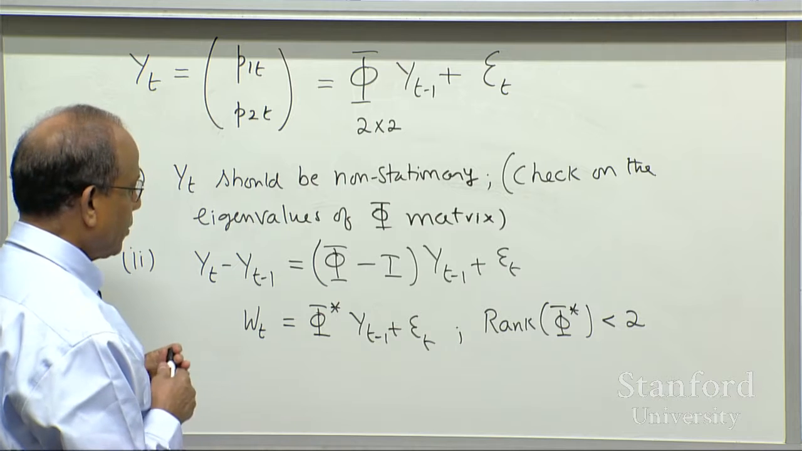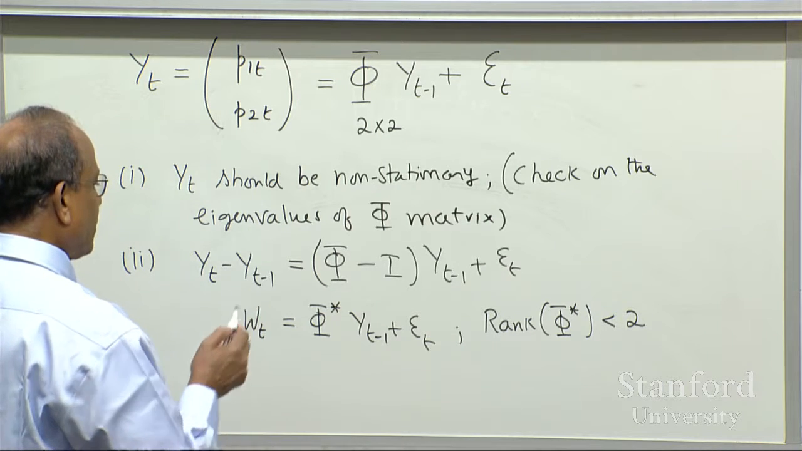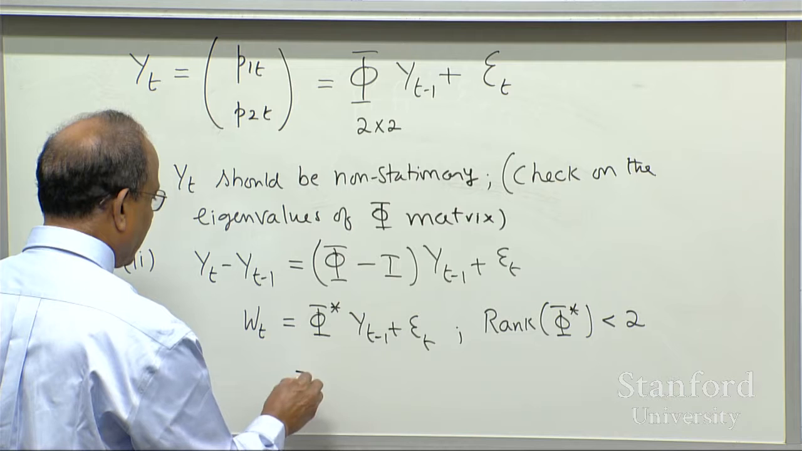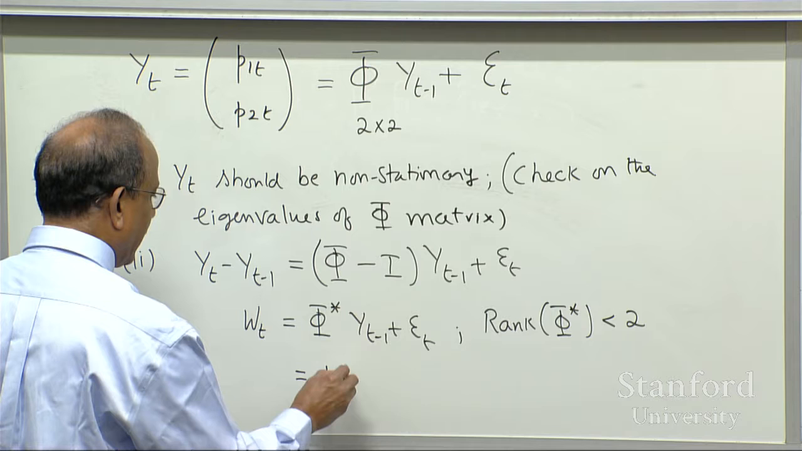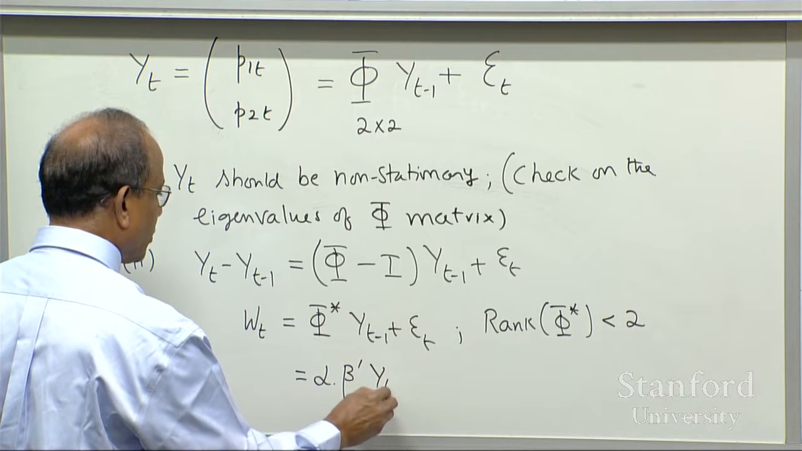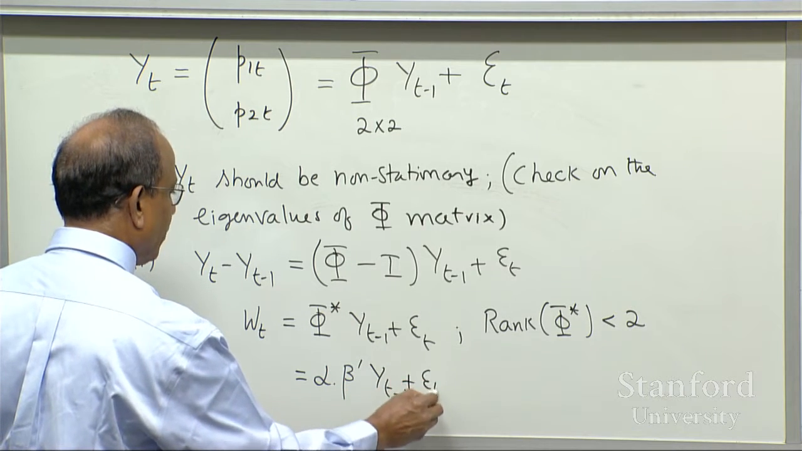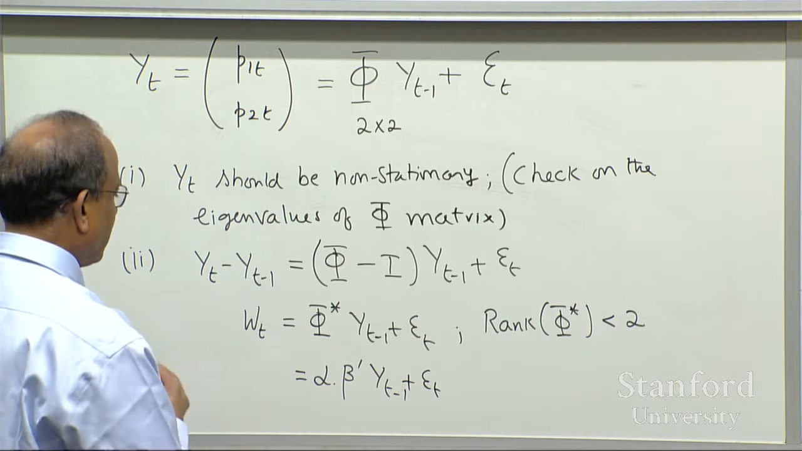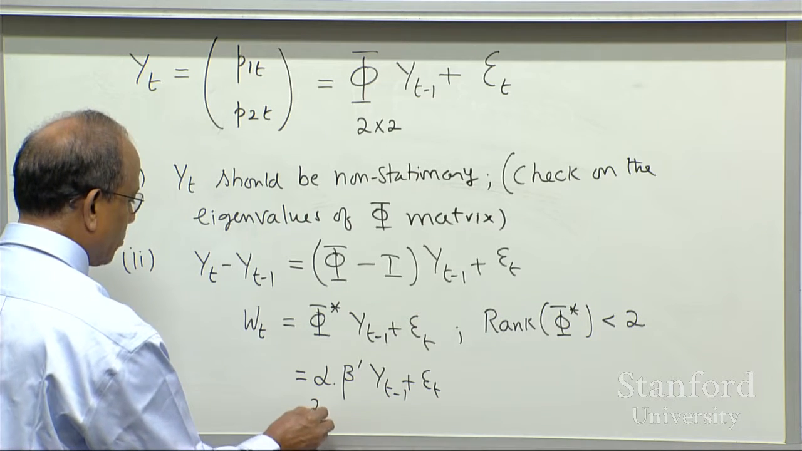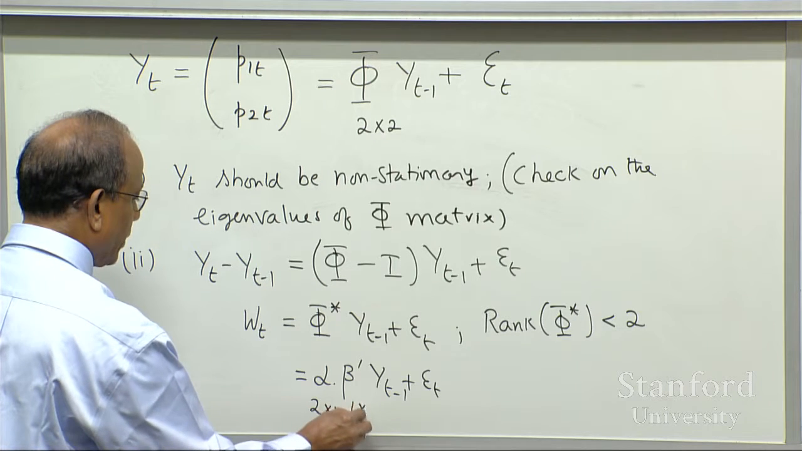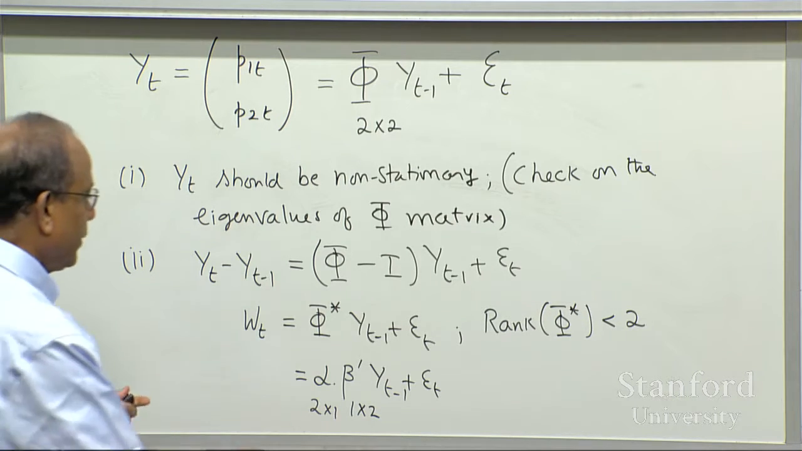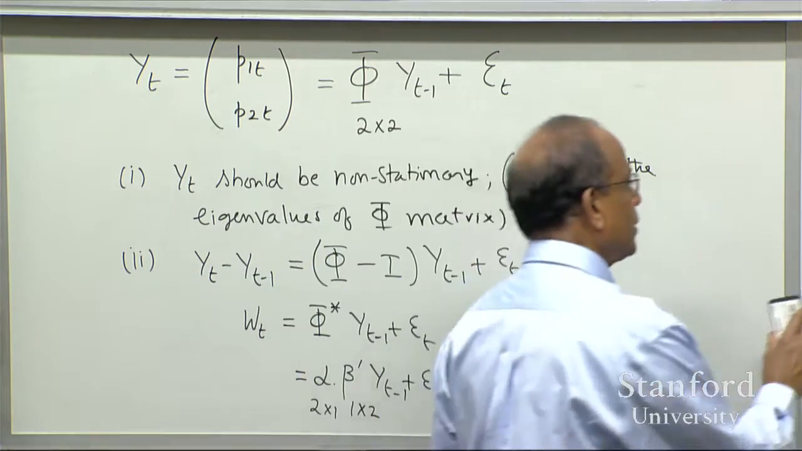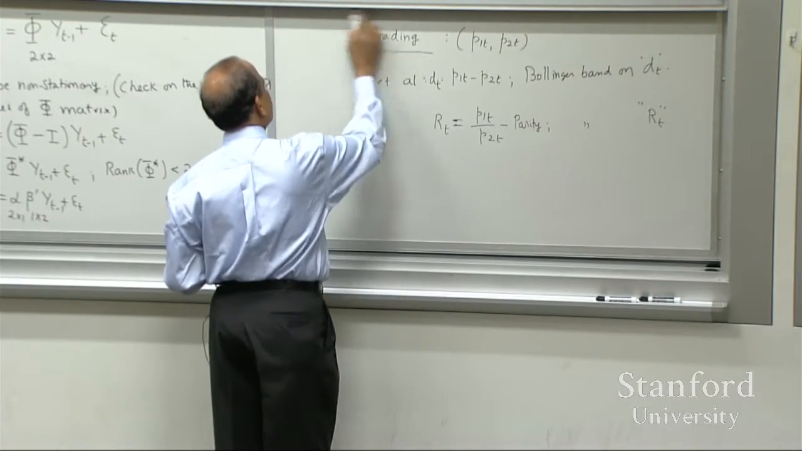So, if the rank of pi star is equal to 1, based on the slide that I have here, you can write this in the form of alpha and beta prime y_{t-1} plus epsilon t. You can see from the dimensions I have given here, alpha is supposed to be 2 by 1, beta is supposed to be 1 by 2. Okay. So, that is the result of co-integration.